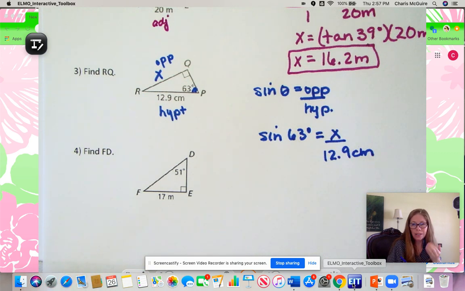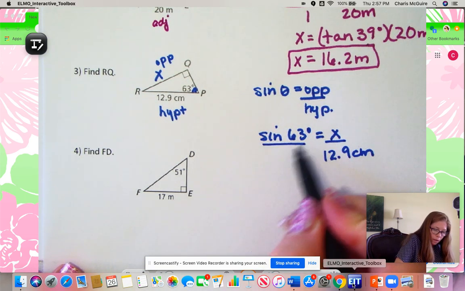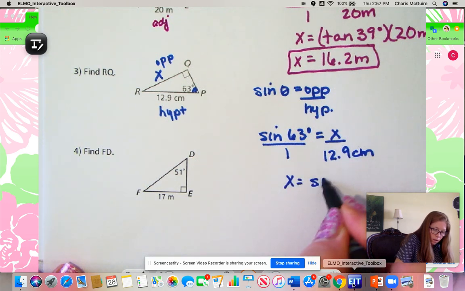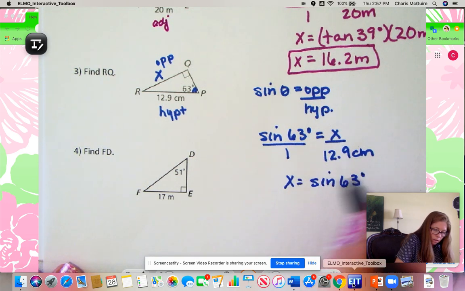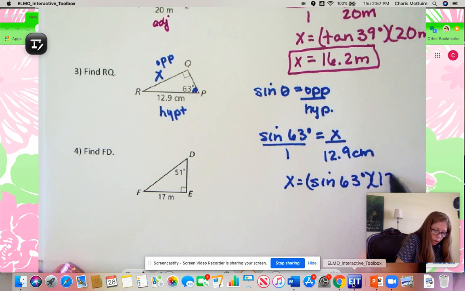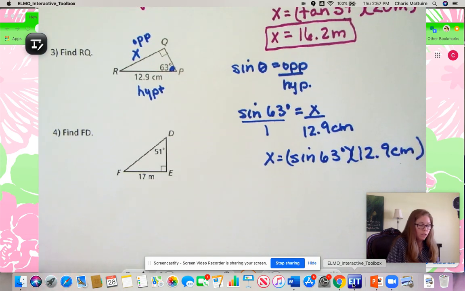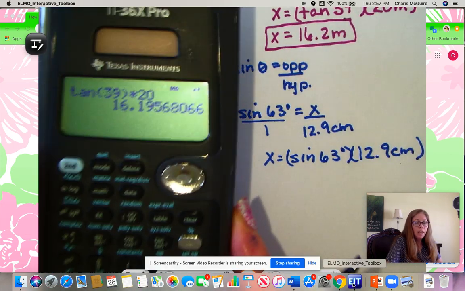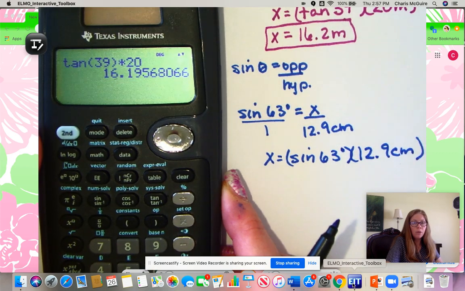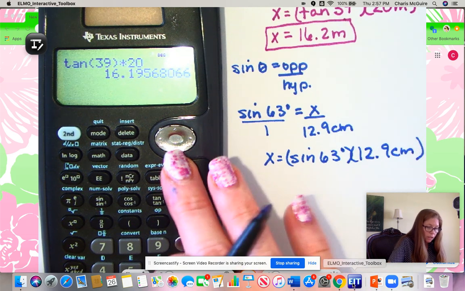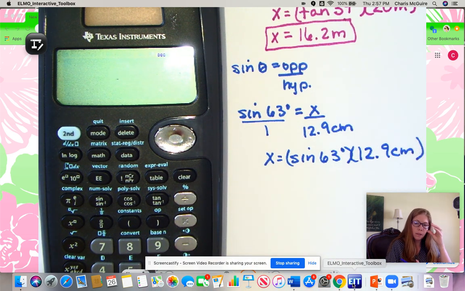Okay, so I like to look at these as little proportions. I'm going to put a 1 under here. I've got 1 times x equals sine of 63 degrees times my 12.9 centimeters. And now it's calculator time. All right, so let me grab the calculator again. And degree mode, if you're in degree mode, you don't need to change anything. Even when you turn it off, your calculator is going to stay in the mode that you set it to. It's not going to default to anything else.